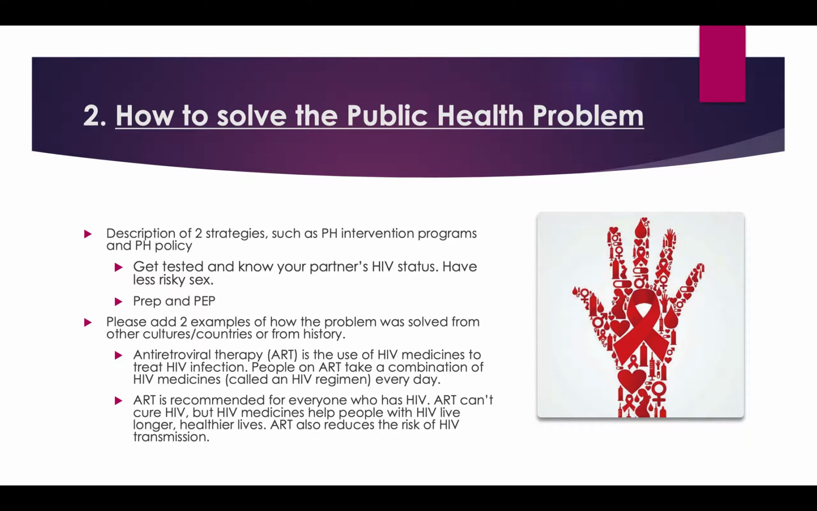And how to solve these HIV problems? I think most people get HIV because of risky sexual behavior. So I recommend getting tested and knowing your partner's HIV status, and more importantly, having less risky sex. And there's another way. You can also take medicine to prevent this from happening.